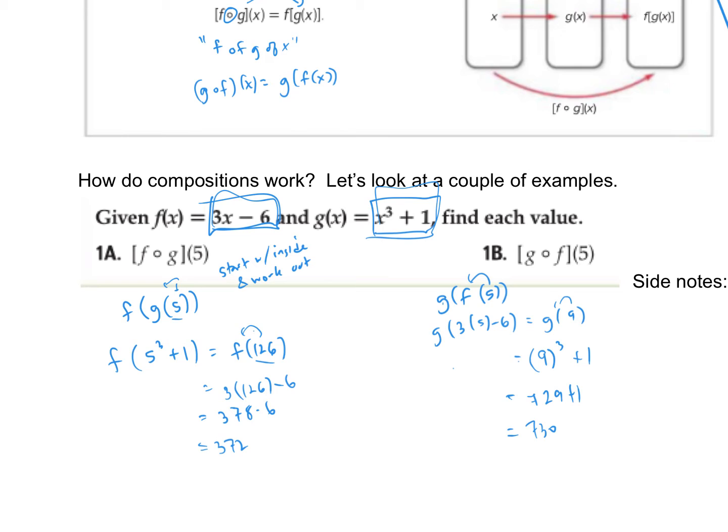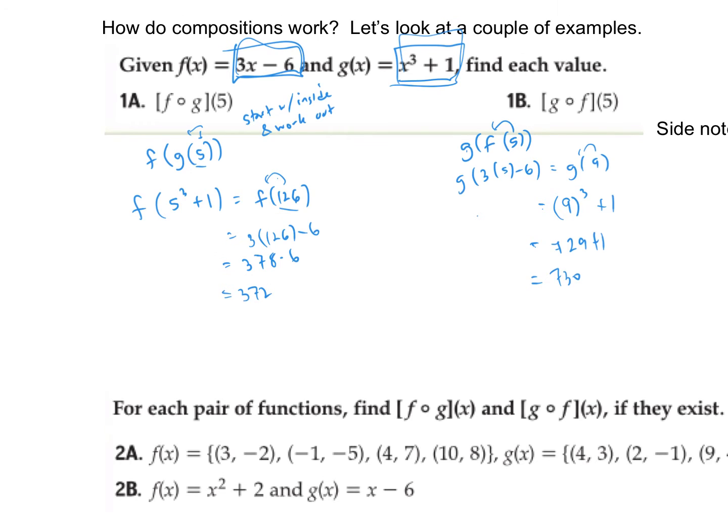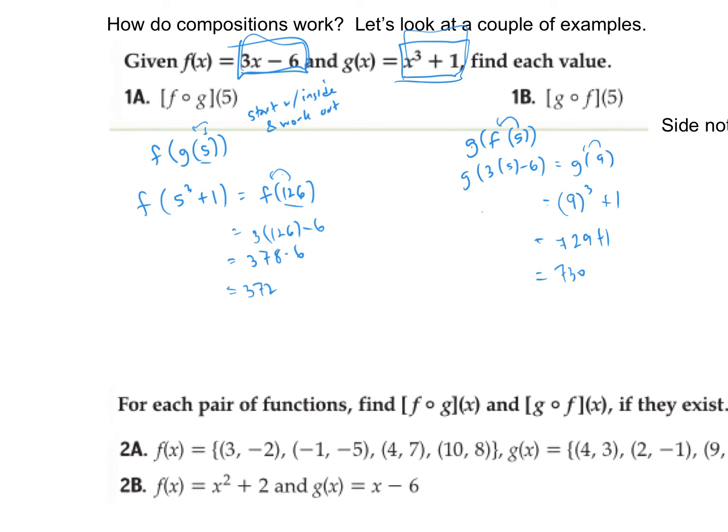Now, notice that when we did f of g of 5 and we did g of f of 5, we got two different answers. So this means order matters in this composition. Since order matters in composition, it matters which thing comes first. It's not like addition or multiplication where you just sort of flip things around. It's more like subtraction and division where it matters the order in which you write it. So we would say that this is not commutative, because commutative property means you can just flip the order around.